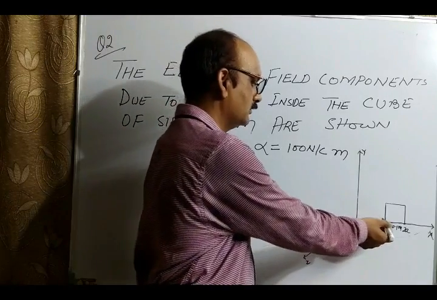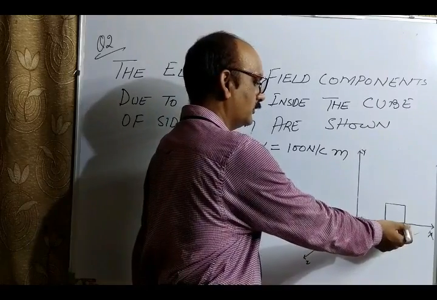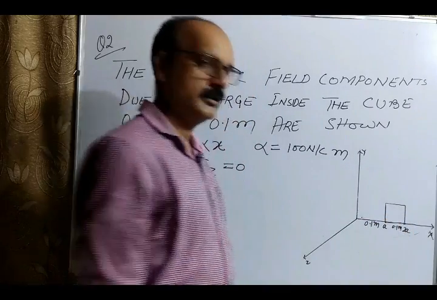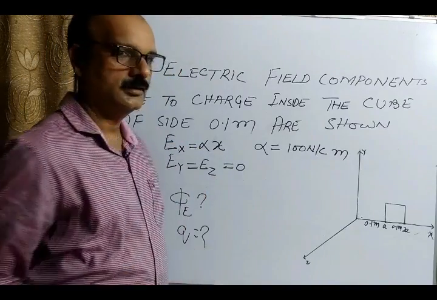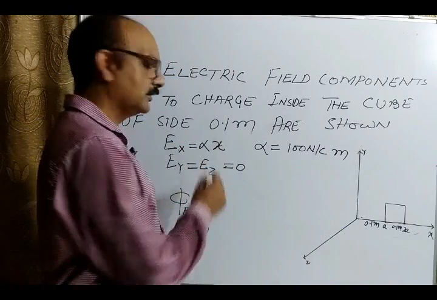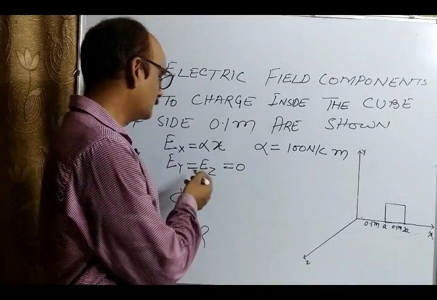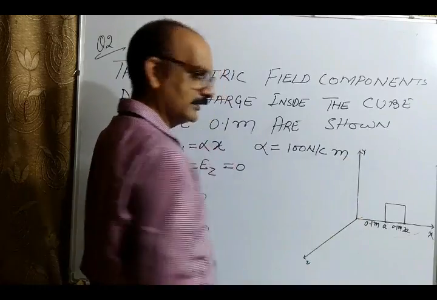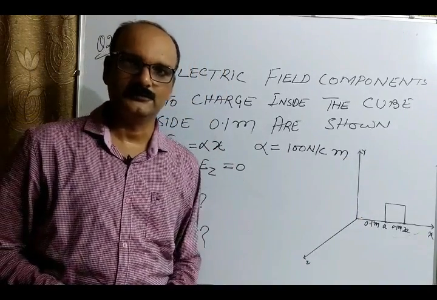This is 0.1 meter, this is 0.1 meter, this is a cube of side 0.1 meter. Electric field is along x-axis, but it is not constant, it is position dependent. And electric field along y-axis and z-axis is 0. Solve this question and give the answer. Thank you.